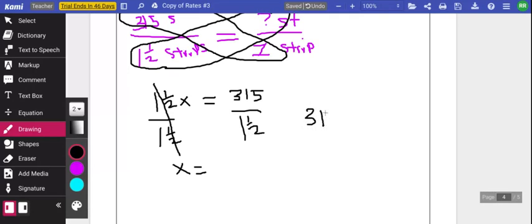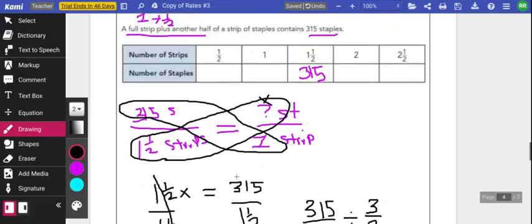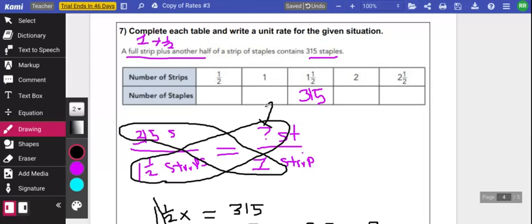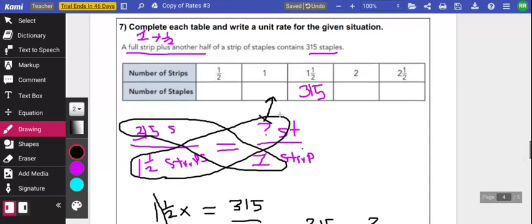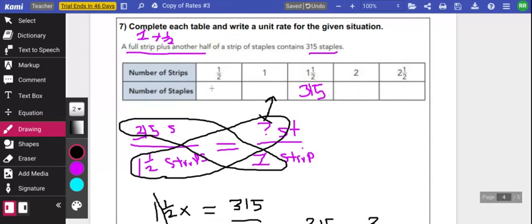So I could say 315 over 1 divided by, if I use the C method to make 1 1/2 improper, it would be 3/2, right? And so now I'm dividing by a fraction. I can use KFC, keep, flip, and change, and that would give your unknown number here, which would be how many staples for one strip. I could follow a similar process to figure out this number, and this number.